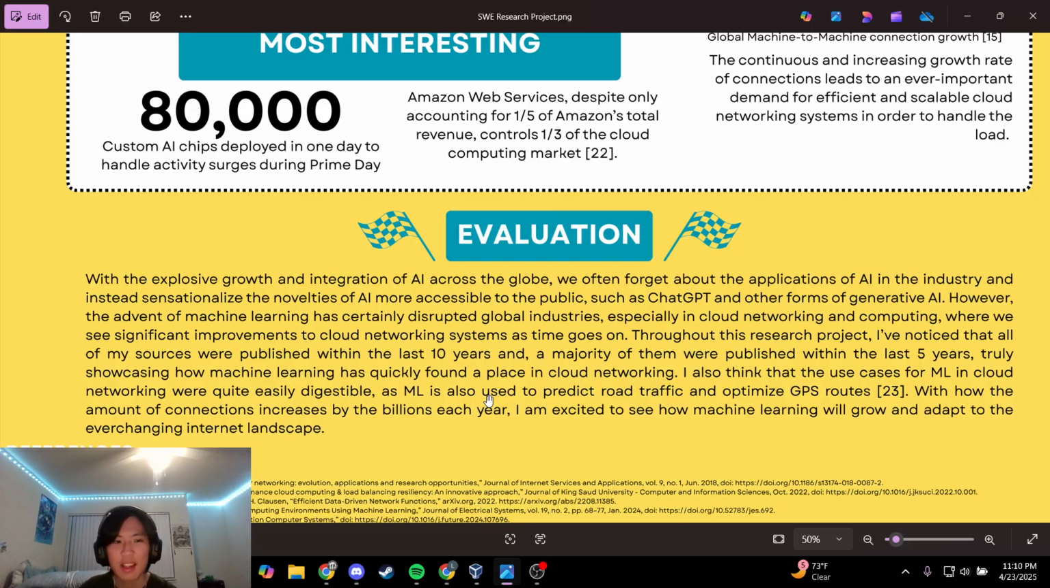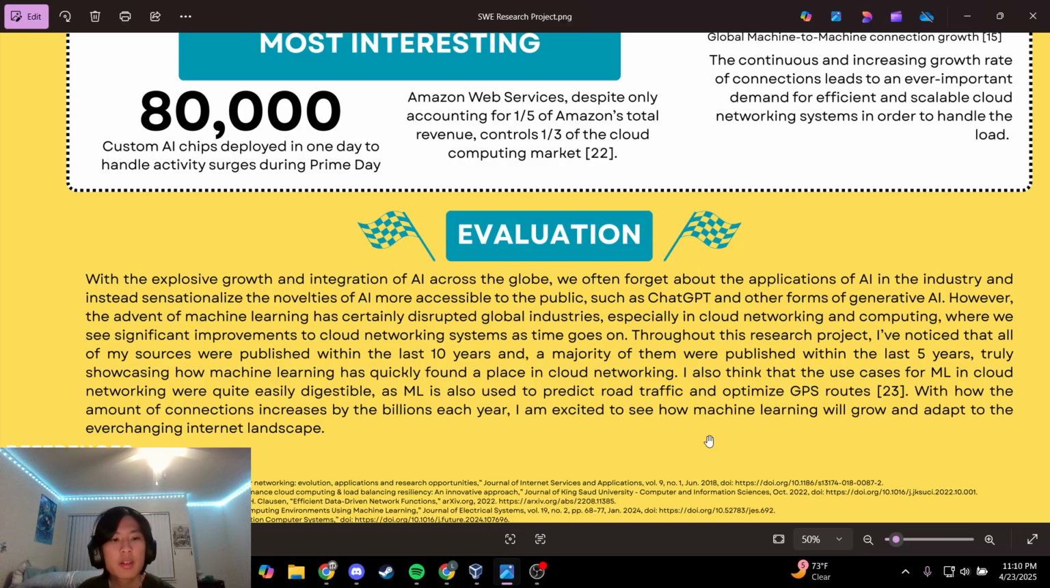Throughout this research project, I've noticed that all my sources were published within the last 10 years, and the majority of them were published within the last 5 years. Actually, only one of them was published before 2020. And it truly showcases how machine learning quickly found a place in cloud networking. And I think the use cases for ML in cloud networking were quite easily digestible, as ML is used to predict road traffic and optimize GPS routes in real life.